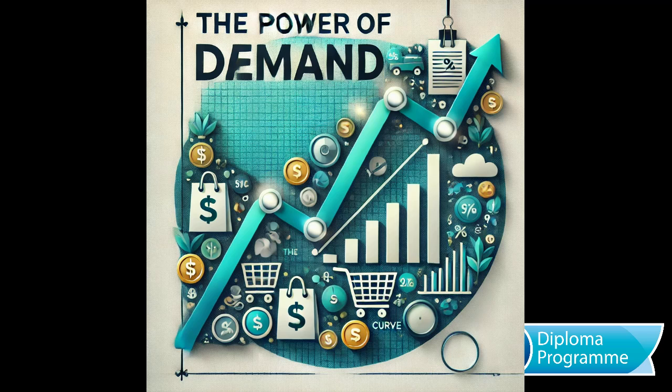It shifts based on various factors known as determinants of demand. These include income. Higher incomes usually increase demand for normal goods like organic food, but reduce demand for inferior goods like instant noodles. Tastes and preferences. If a celebrity endorses a product, its demand might soar. Think of sneakers endorsed by athletes.